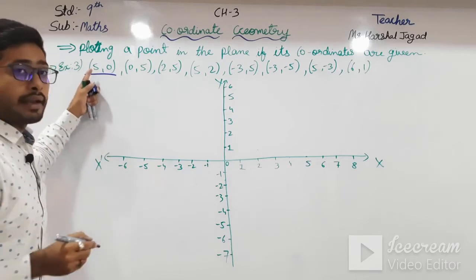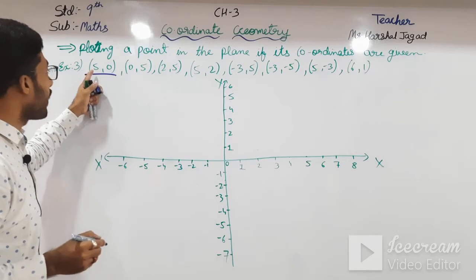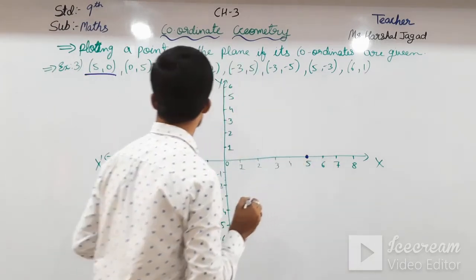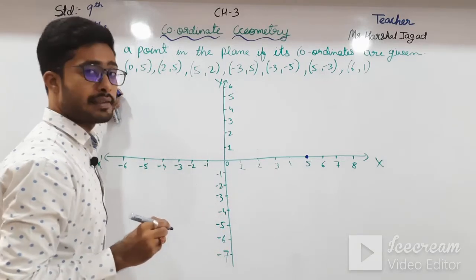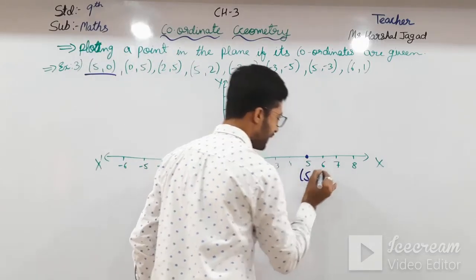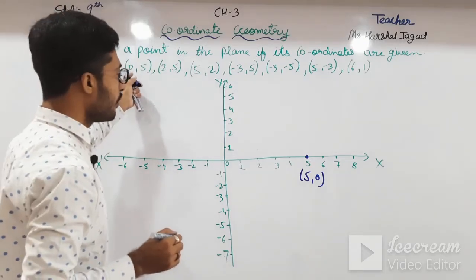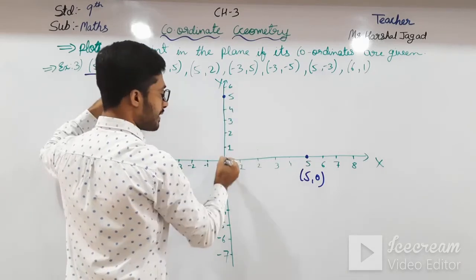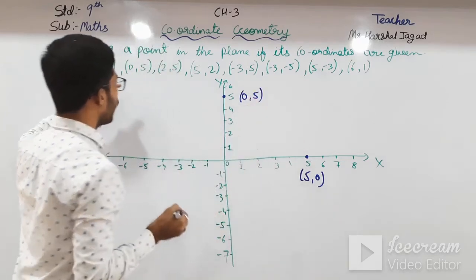So here is the x-axis, this is the y-axis. Here on the x-axis it is 5. So where is it? It is over here and it is at 0, y-axis equal to 0. So we can write here 5, 0. This point is 5, 0. Now 0, 5. So it will be over here. 0 on the x-axis and 5 on the y-axis. So 0, 5. Okay students.